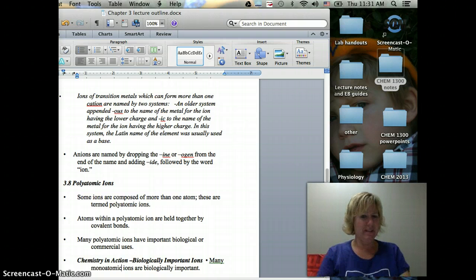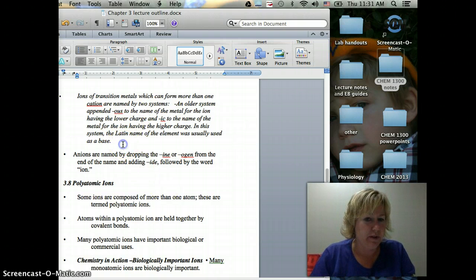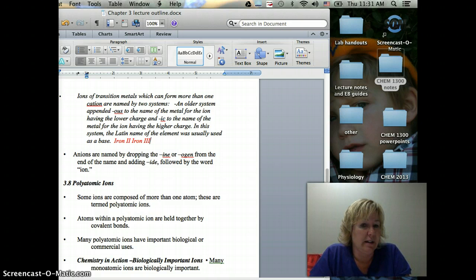Basically, sometimes these have, this is fairly important, sometimes they have these like iron -ous, like iron 2. You've seen this maybe before. Iron 3. Sometimes that is the newer system, which makes more sense. And it's easy to know that these are cations. It's a +2 or +3 charge.